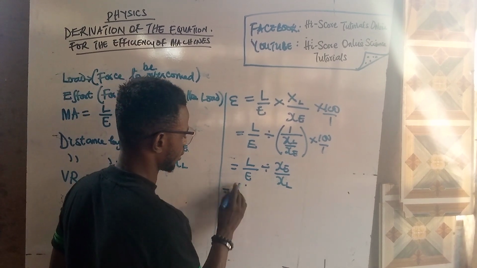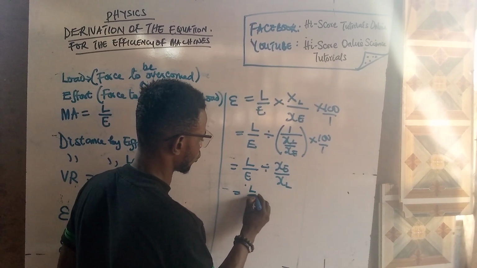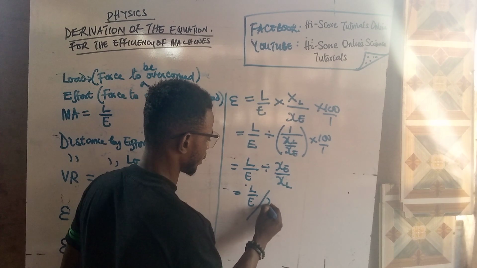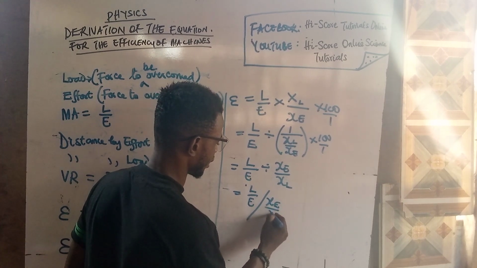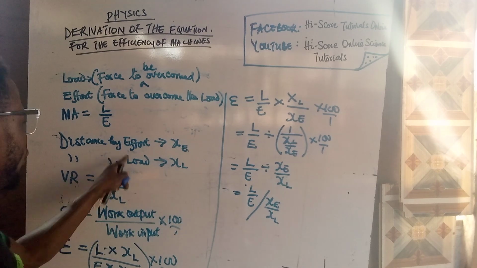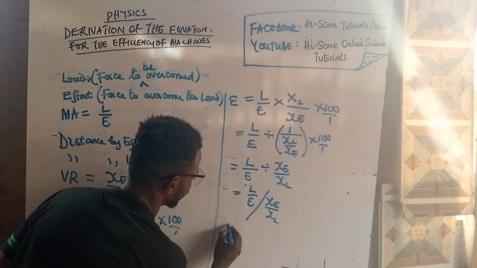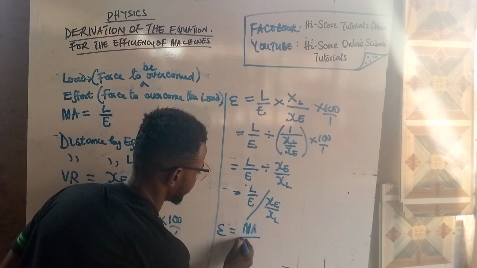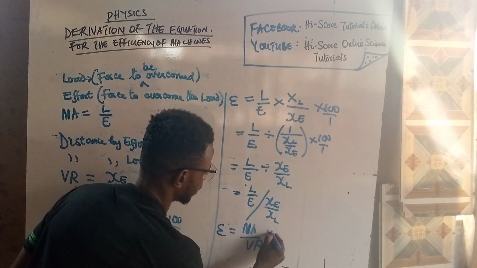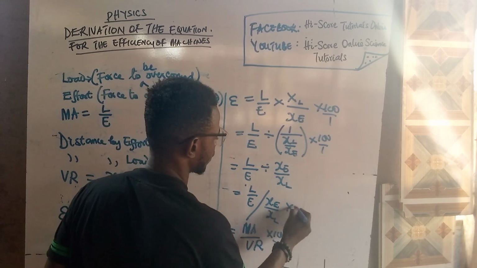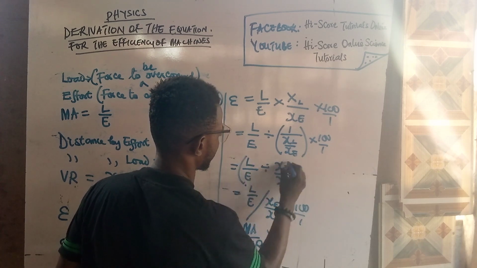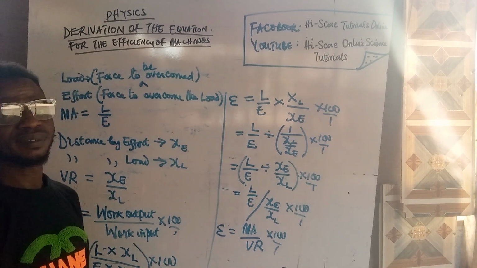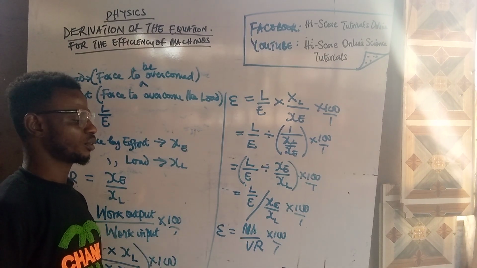That is, epsilon equals load over effort divided by xe over xl. Remember that our L over E is mechanical advantage, so this becomes mechanical advantage divided by velocity ratio times 100 over 1. So the machine's efficiency is given as the ratio of the mechanical advantage to velocity ratio times 100 over 1.